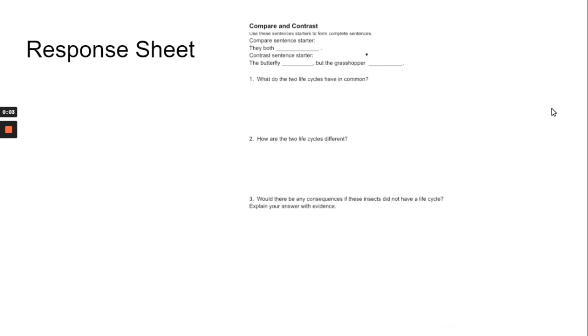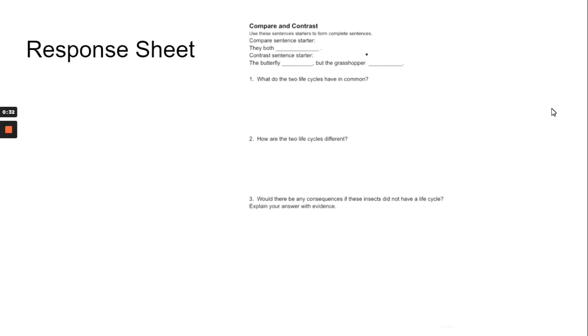Now you're going to complete your response sheet to compare and contrast these two life cycles. You're going to be using these starter sentences to help you form your complete sentences and your complete thoughts. In question number 1, you're answering, what do the two life cycles have in common? For that answer, you're going to use "they both" and then complete your sentence. How are the two life cycles alike?